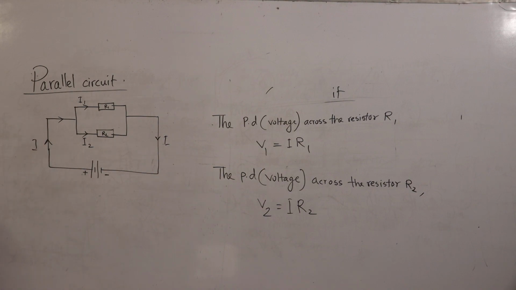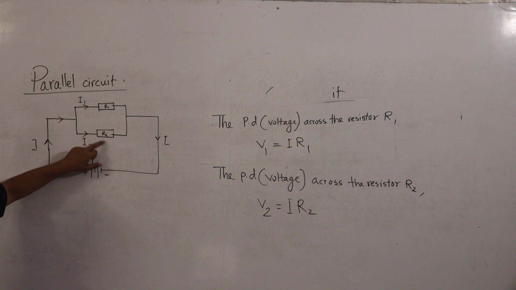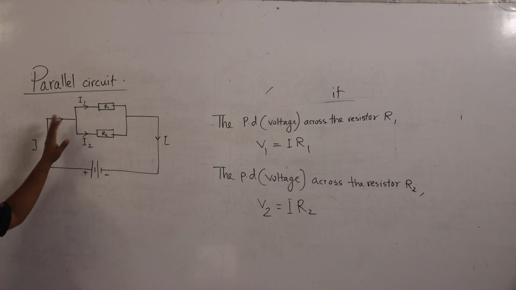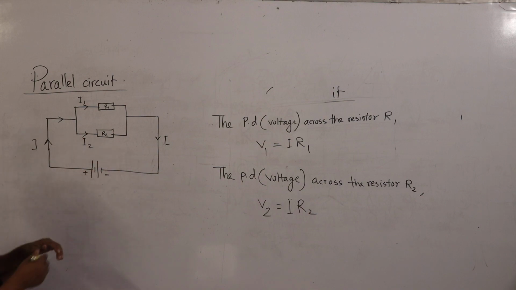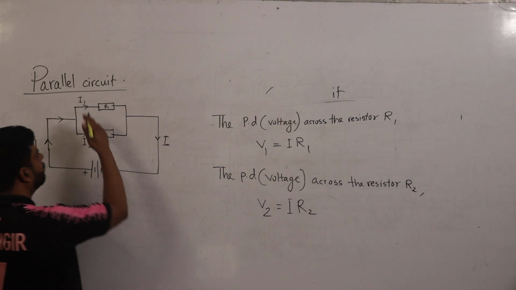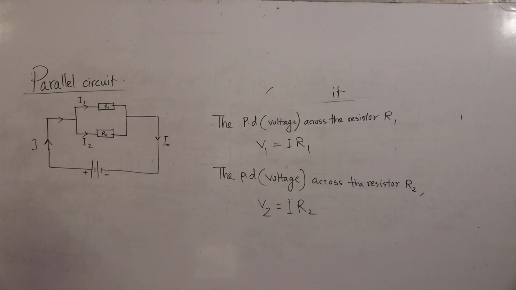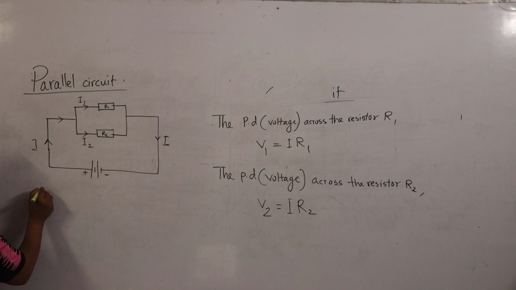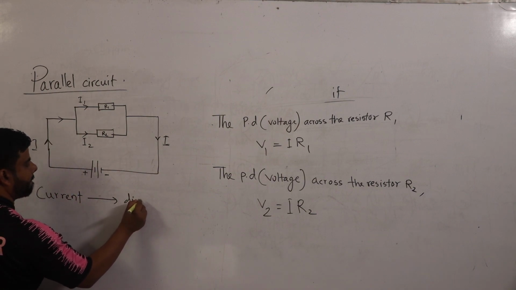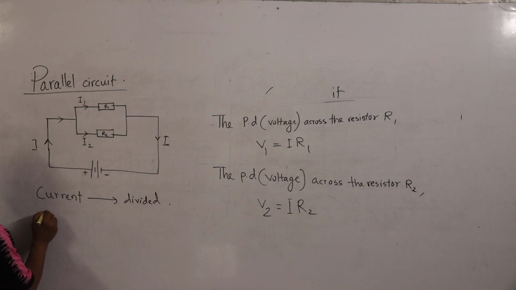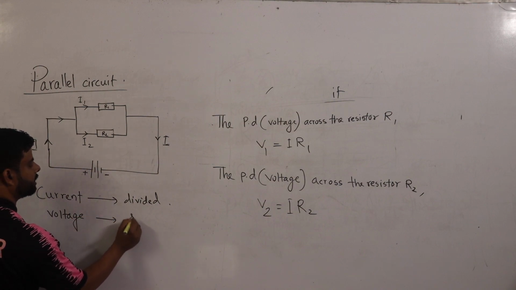If the circuit's components are connected in such a way that different current flows through the components individually, divided among the components, but the voltage across each component remains the same, then it is called a parallel circuit. So in a parallel circuit, current is divided, but voltage across each component remains the same.